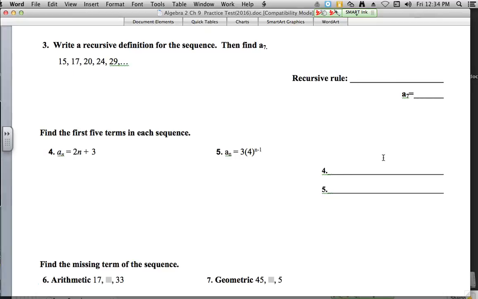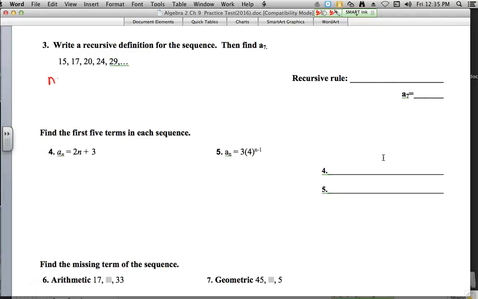Maybe it's geometric, so let's see. This is kind of a weird one, so what I would do is take any term and divide it by the term before it, and if it's geometric, all of those will be equal to the same thing. Eesh, they're not, they're really ugly. So this is not arithmetic or geometric.